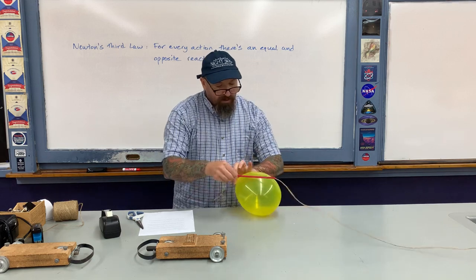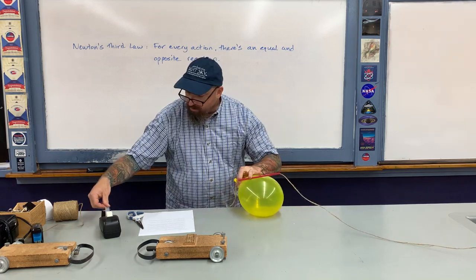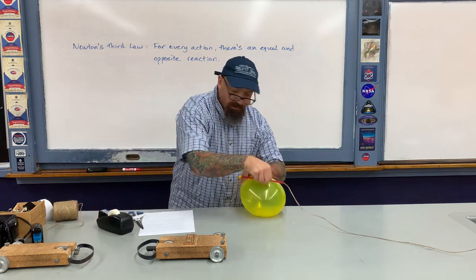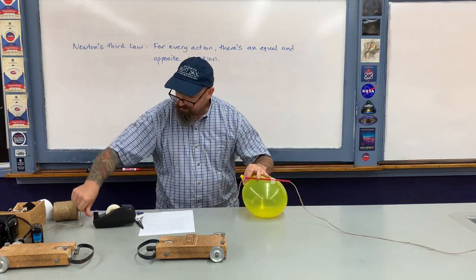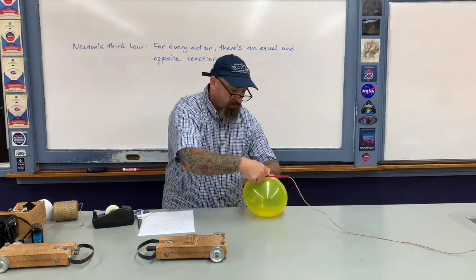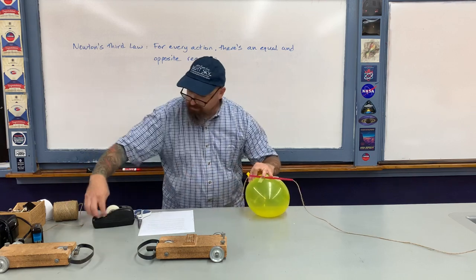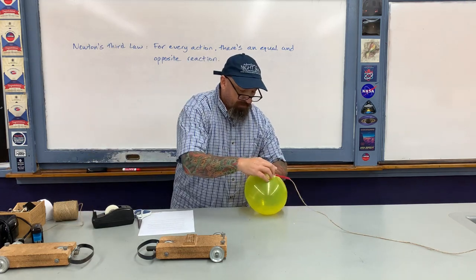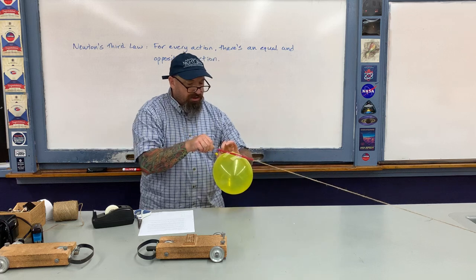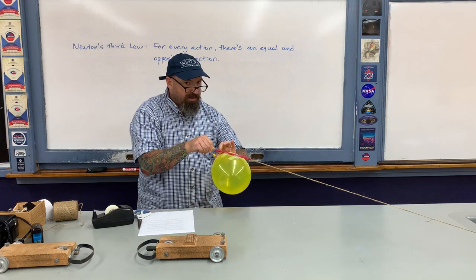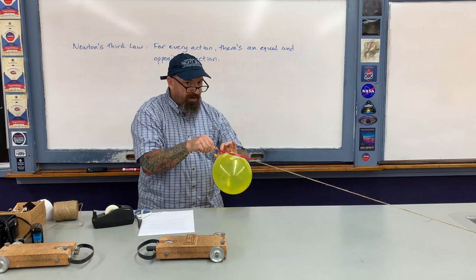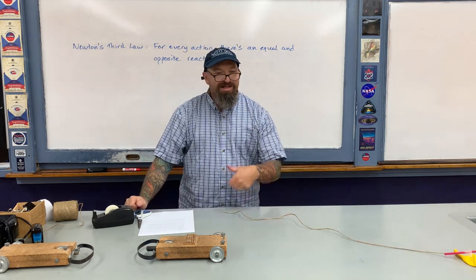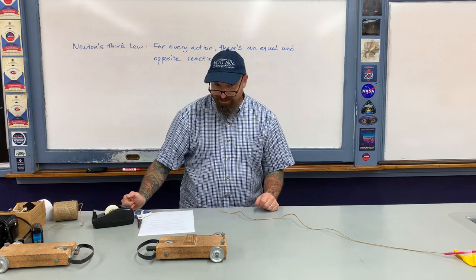Like so. And I'm going to use some tape here. I'm going to go ahead and tape the balloon to the straw, here and here. Like so. Let's reinforce that a little bit. There we go. And now I'm going to pull the string taut like so, and then I'm just going to release the balloon, and then lo and behold, the following happens. This is somewhat cleverly referred to as a balloon rocket.